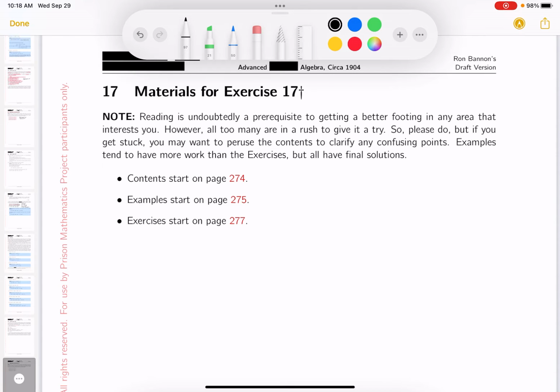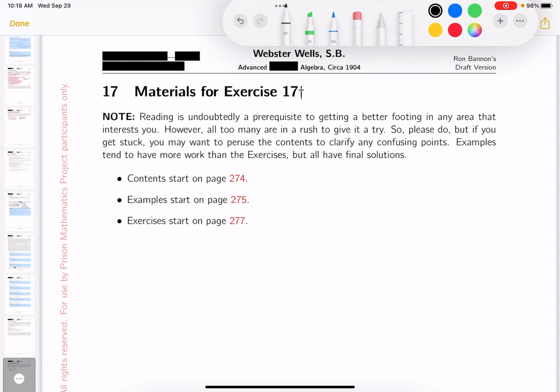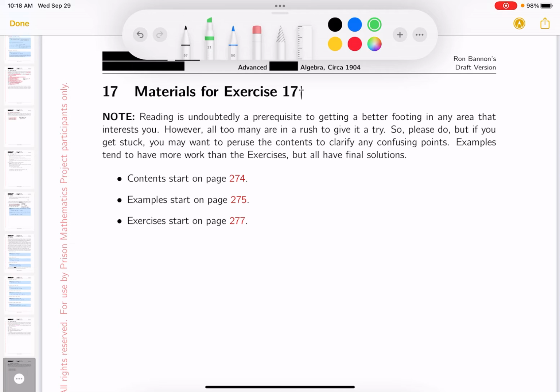Okay, we're in section 17 of the notes, and this section covers the material necessary to complete exercise number 17. Wells's text basically has exercises and material designed to get you ready to do those exercises. All right, so again, we're in section 17.